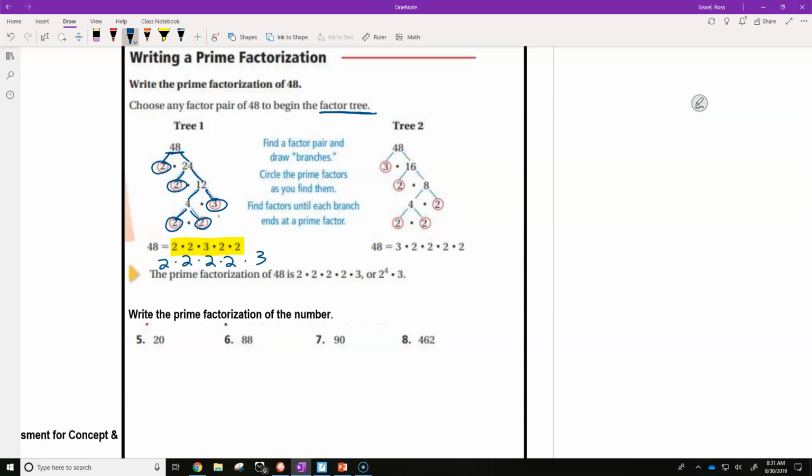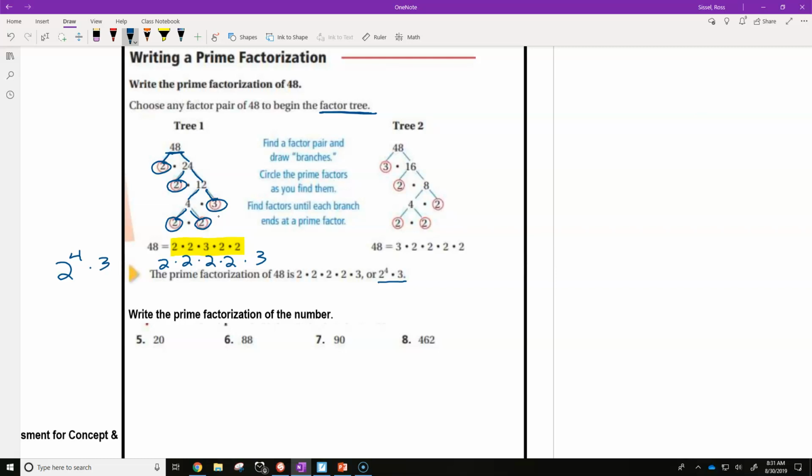And then because you guys are geniuses and you were already a step ahead of me, if I was to write this out, just like they did here, I had 4 2's. So I'd write 2 to the 4th, and I still times it by 3. Okay?